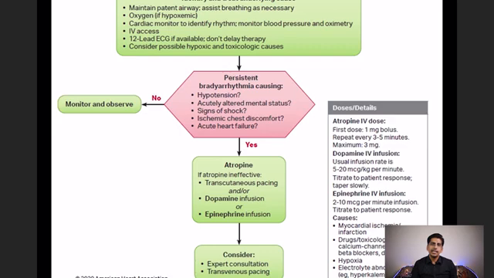Previously, they say that dose of atropine in cases of symptomatic bradycardia was 0.5 milligram. But now they have increased this dose to 1 milligram IV bolus in cases of symptomatic bradycardia.